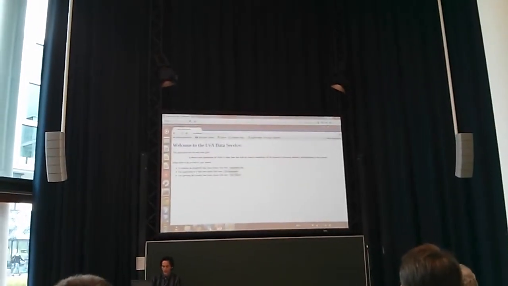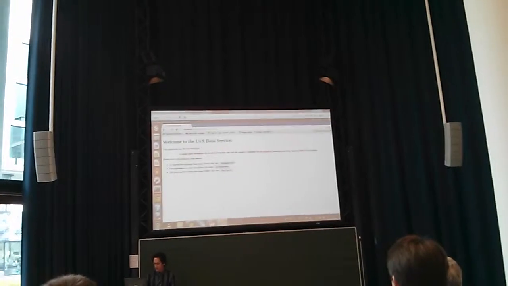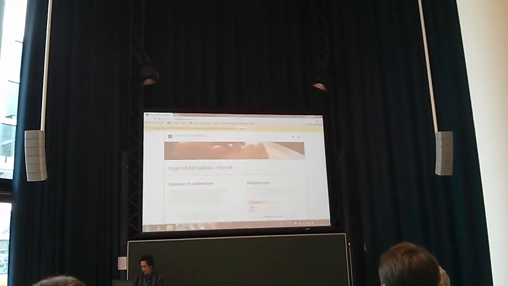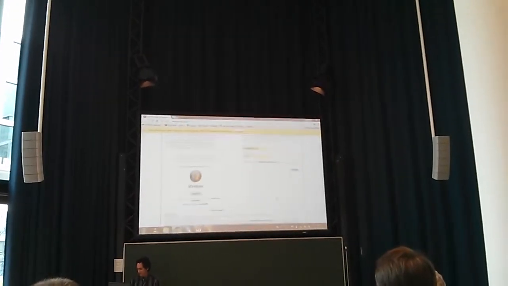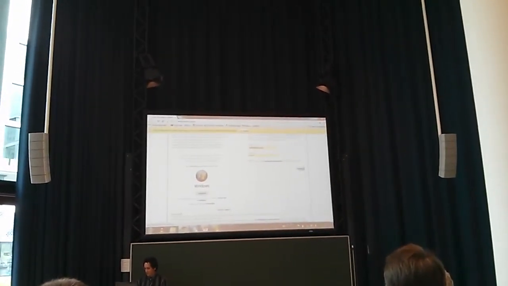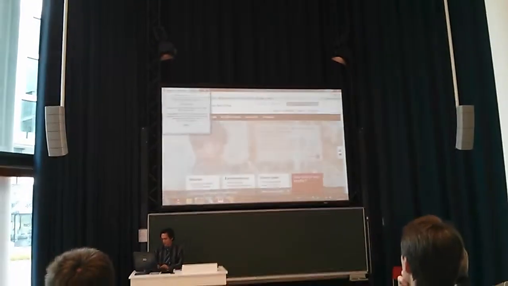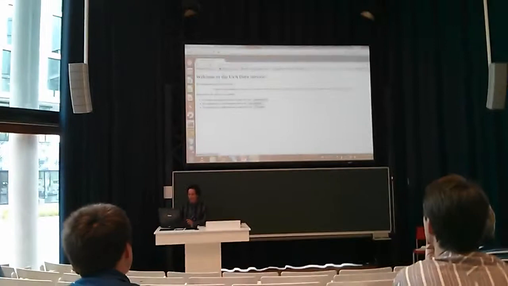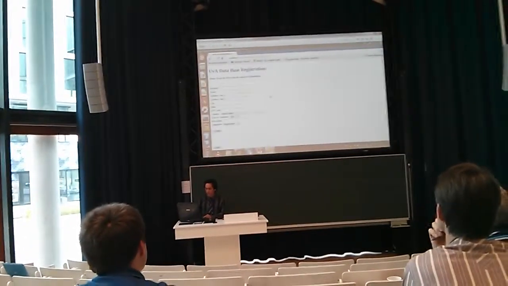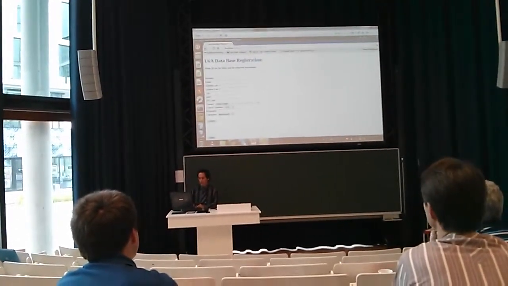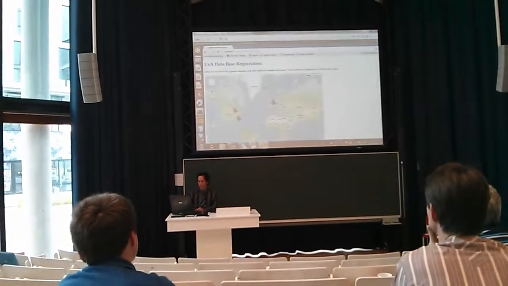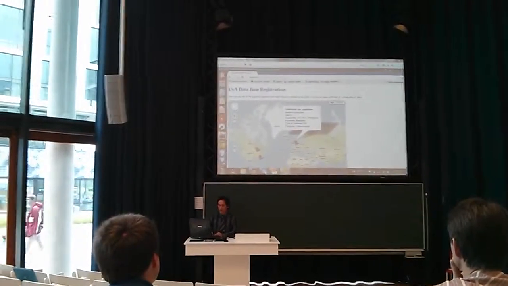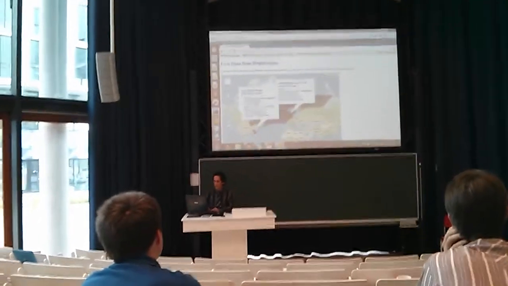So this is our service. So okay, right now there's a way of registering the databases, as you saw. You just fill the form, you just submit. There is a way of also seeing which databases are currently supported. So right now we have those. So you have information about the databases locally in the world.